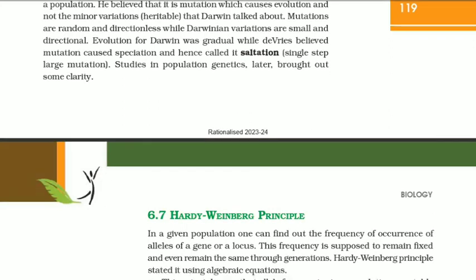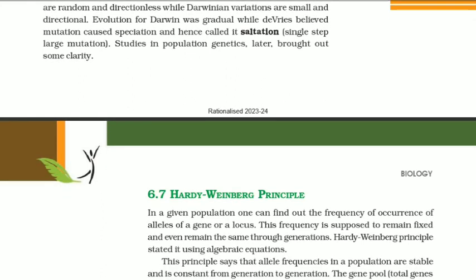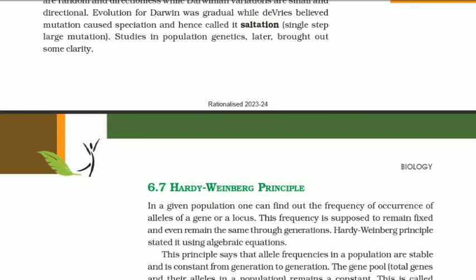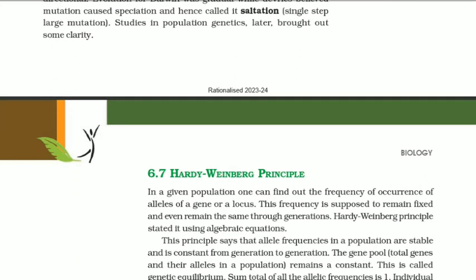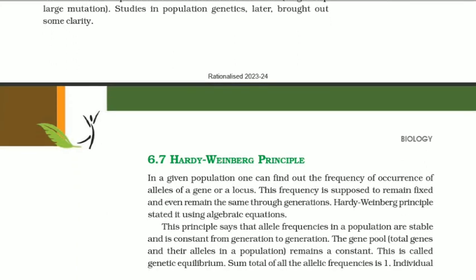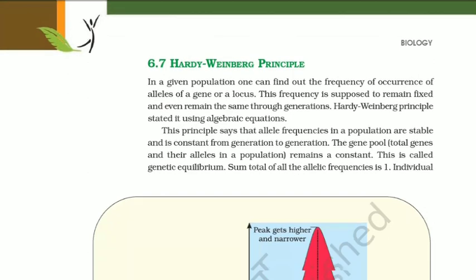He believed that it is mutation which causes evolution and not the minor variations that Darwin talked about. Mutations are random and directionless, while Darwinian variations are small and directional. Evolution for Darwin was gradual, while de Vries believed mutation caused speciation and hence called it saltation, that is, single step large mutation. Studies in population genetics later brought out some clarity.